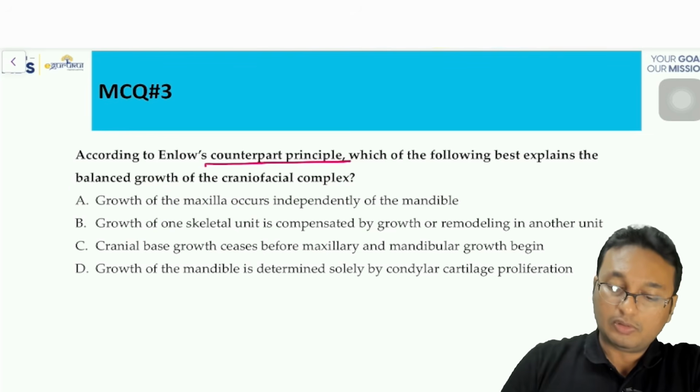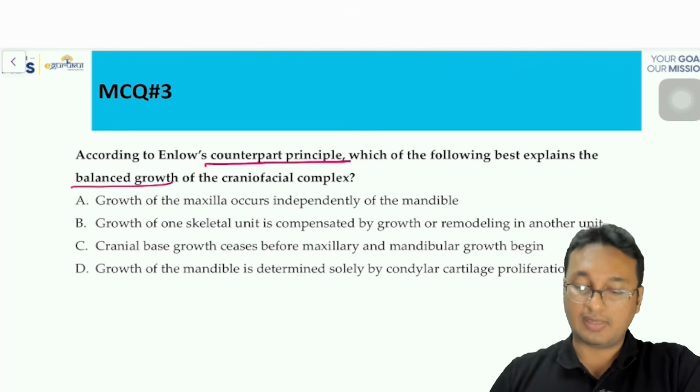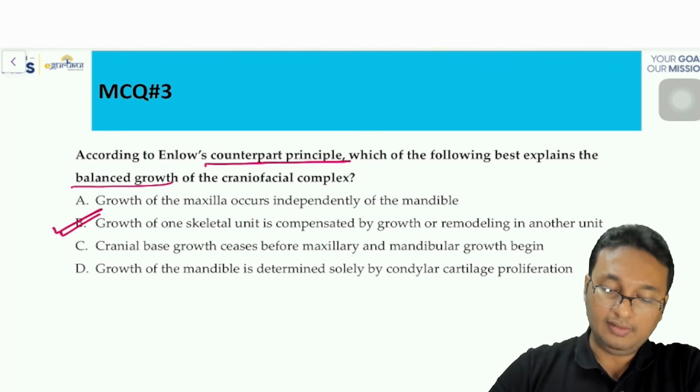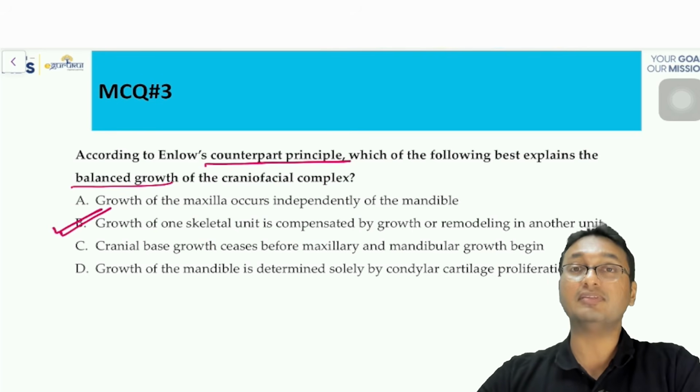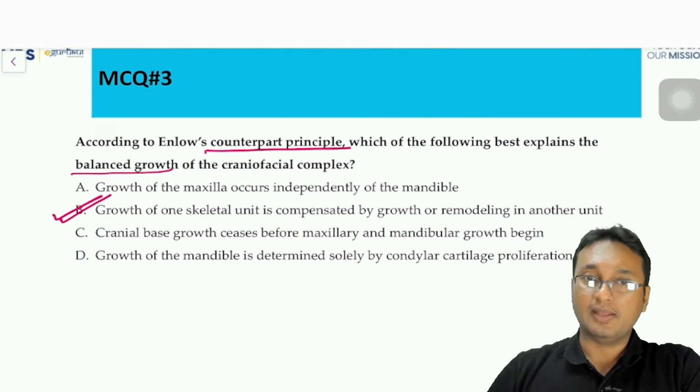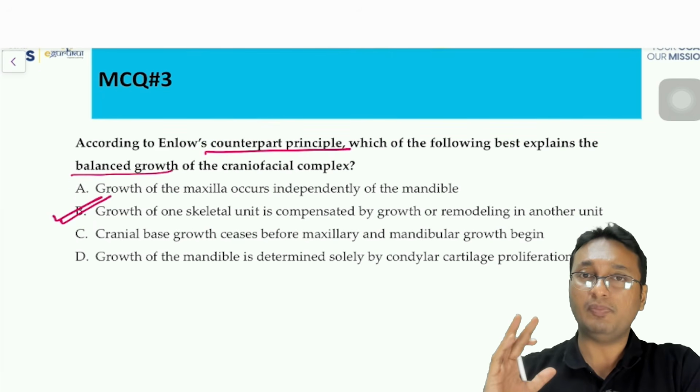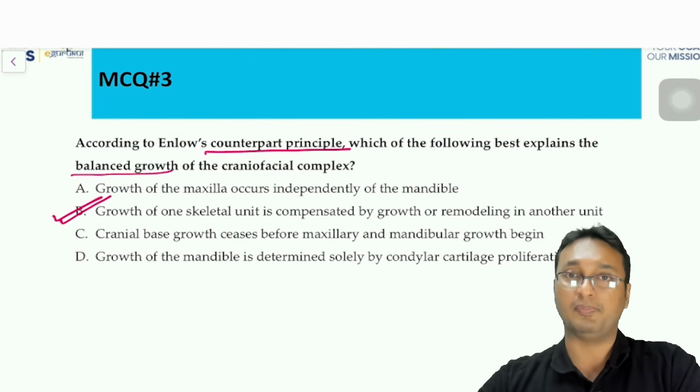So balanced growth of the craniofacial complex is best described by option B. That is, growth of the skeletal unit is compensated by growth or remodeling in another unit. As I just explained, that is the whole mechanism, the whole principle behind Enlow's counterpart principle.